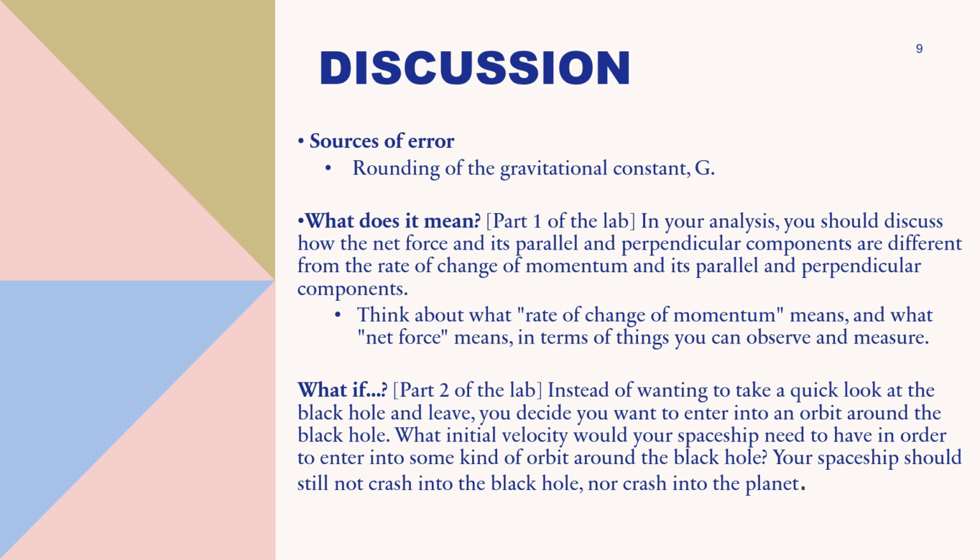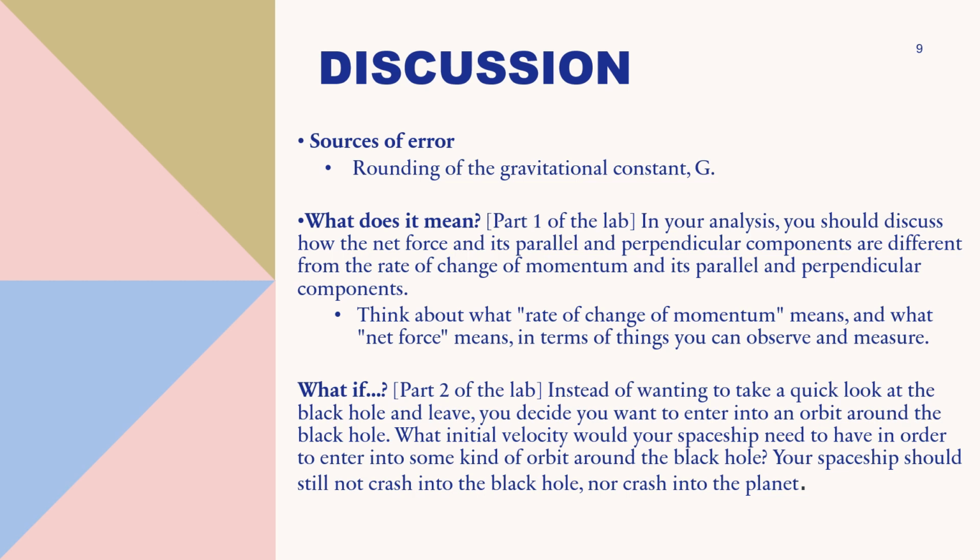Now let's identify the differences between the net force and the rate of change of momentum. The net force is the sum of all the forces acting on the system. The parallel component is in the direction of motion, and the perpendicular component is in the direction perpendicular to the motion. The net force is also equal to the mass multiplied by acceleration, which can be rewritten as the rate of change of momentum. Since momentum is mass multiplied by velocity, it is easier to calculate the rate of change of momentum rather than the force.